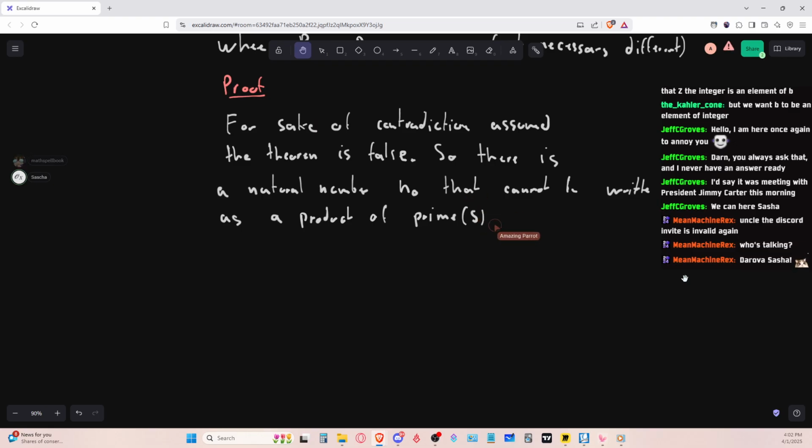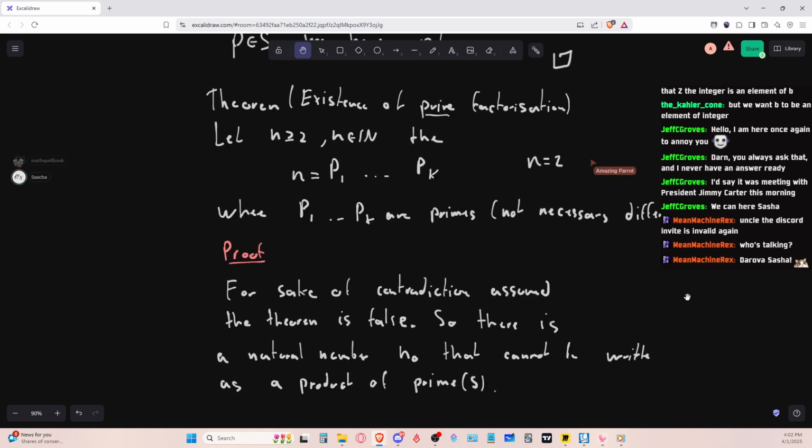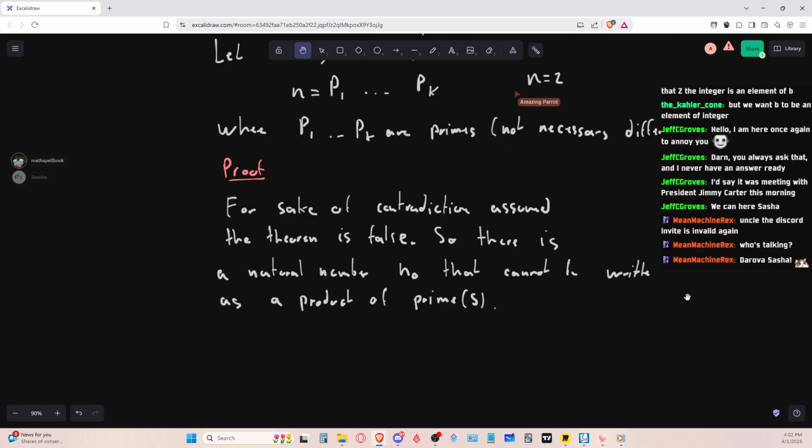Yeah, because if n is already prime, the factorization would just be, if n is equal to 2, the prime factorization would just be p1 equal to 2 and no other primes. Right, and it's supposed to be a product, so it could be more than 2 numbers. But it can be just one number. Oh yeah, that's also true. For example, if the number is already prime, the prime factorization will just be one number.